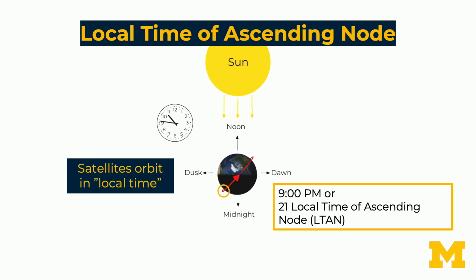Now, if the orbit plane is oriented like this, then it is coming up from south to north between dusk and midnight, which is roughly 9 p.m. or 21 out of 24. So it is called a 21 local time of ascending node. And we can move this orbit plane all over the place. So this is a 3 p.m. or a 15 local time of ascending node because it's between noon and dusk. And here we're showing a dawn to dusk orbit. So it has a 6 a.m. local time of ascending node.